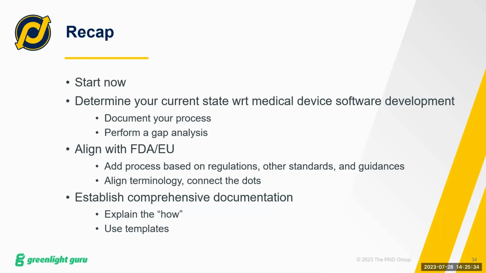Make sure you're documenting your process and performing that gap analysis. Align with your FDA, EU, and any other regulatory bodies that you need to. Make sure that you add process that's not covered in 62304, as well as align terminology. Connect those dots for the consumers of your documentation. Also, establish comprehensive documentation. Make sure you explain the how. The standard covers the what, but you need to provide the how.